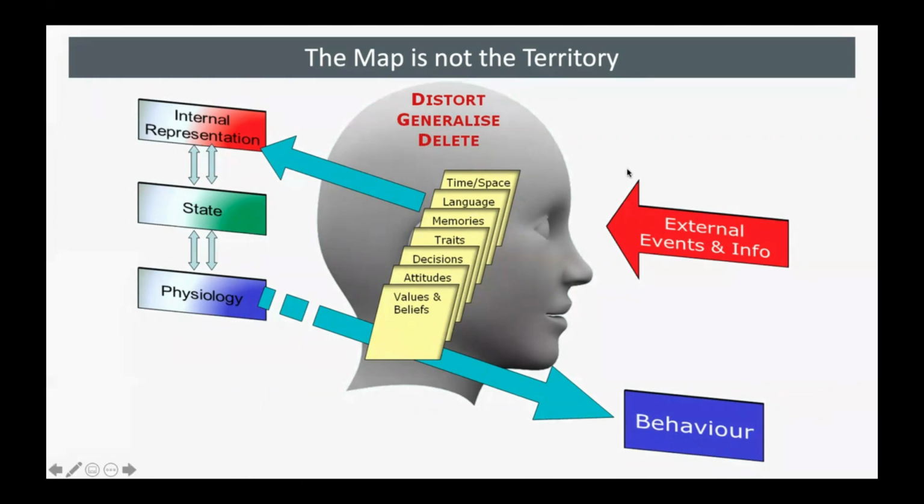So you understand now how there's the world, the neutral external environment, and events and information come in through our five senses. We filter it through all these filters, which gives us our internal representation. And therefore, what we project out is our perception of the external. What we perceive is what we project out with our behavior. So our perception is our projection of the world.